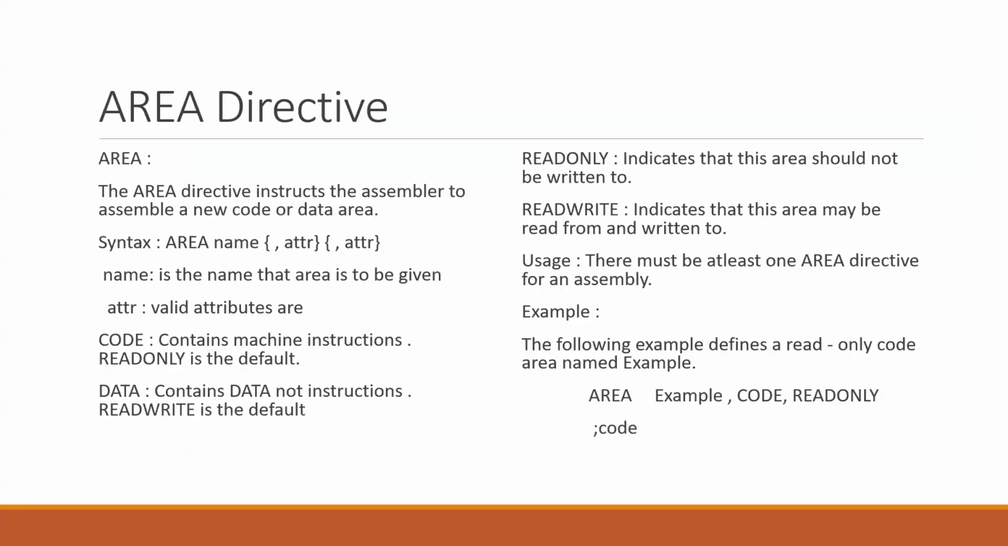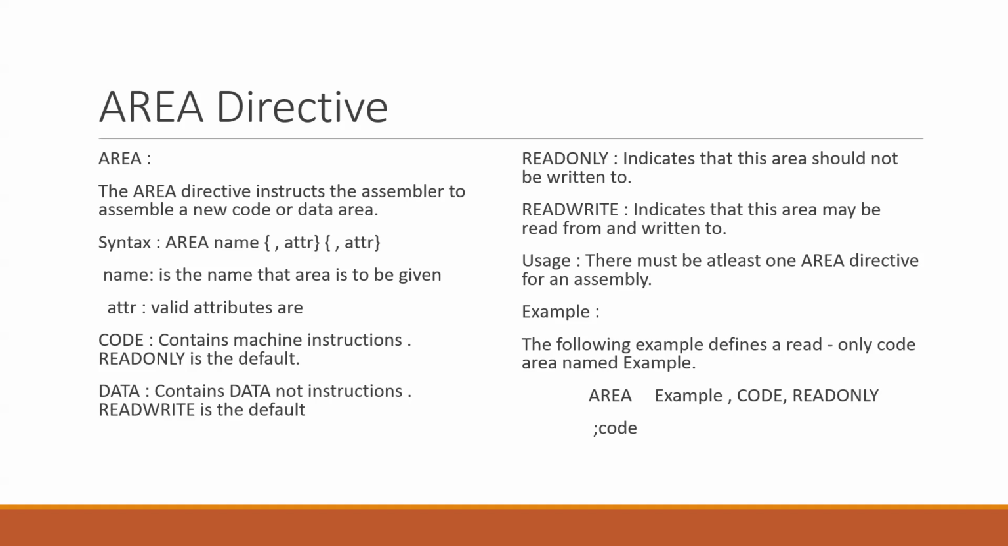Whenever we start writing a program, we start with a directive called AREA. First, we need to define an area within memory. The AREA directive specifies the memory locations where the program or data resides. Then, give the area name followed by the key attributes.